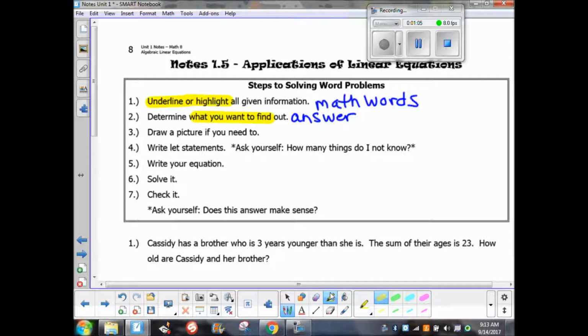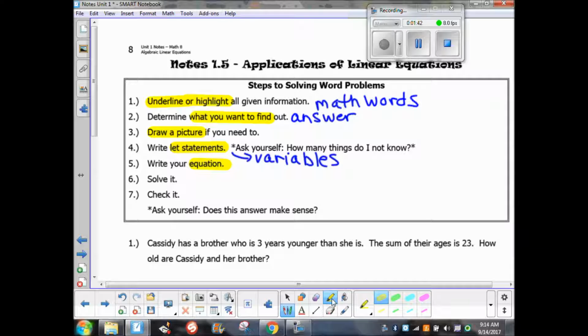If you need to, draw a picture. They mention a shape, a rectangle, a square, a triangle. Draw a picture. Write let statements. Your let statements are going to define your variables. Then you're going to take the English words, English sentences, and make a math sentence, which is an equation. A math sentence is an equation.